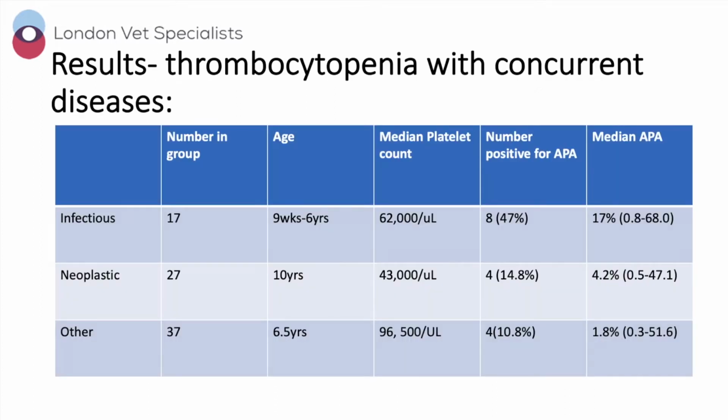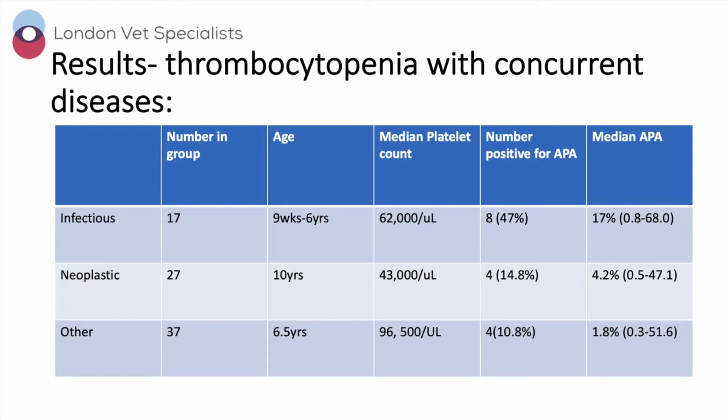Here is a summary of the results for dogs with thrombocytopenia with concurrent diseases, so potentially secondary thrombocytopenia, looking at the occurrence of anti-platelet antibodies in these dogs and median platelet counts. There were a total of 79 dogs overall, including dogs with infectious diseases and neoplastic diseases such as osteosarcomas, anal gland adenocarcinomas, and disseminated carcinomas. In the infectious group, 47% were positive for APAs, and the median APA percentage was 17%, so still quite low. In the neoplastic group, only 4 dogs, so 14.8% of this group, were positive for APAs, and the median APA range reflects this.